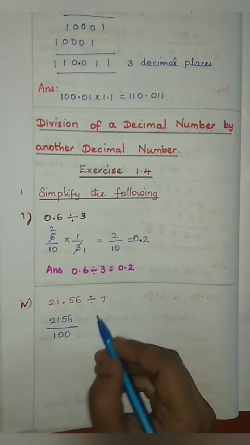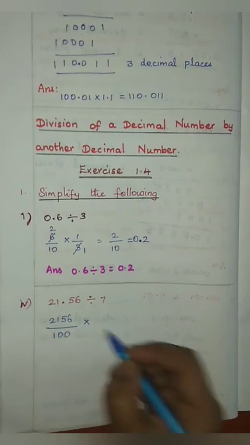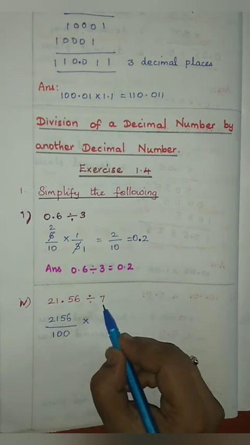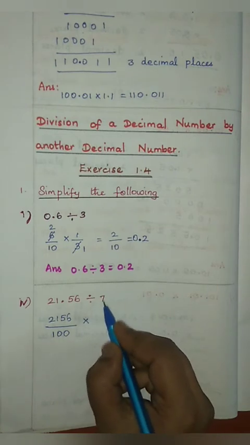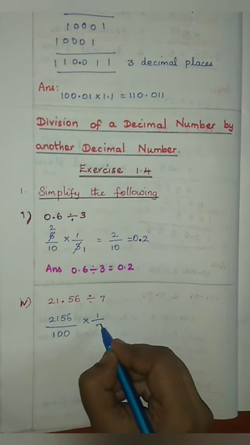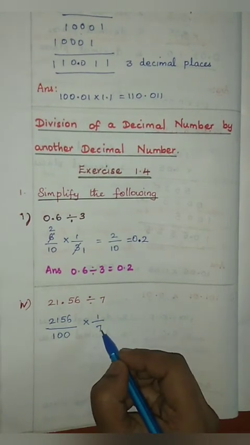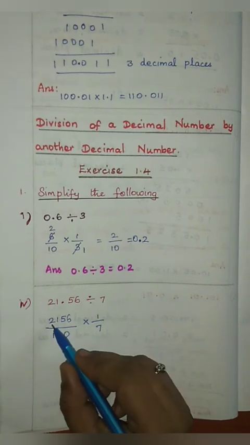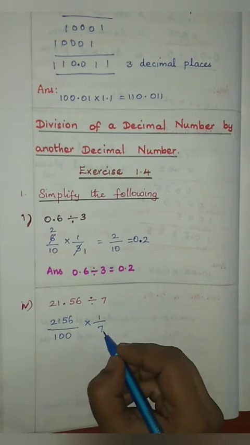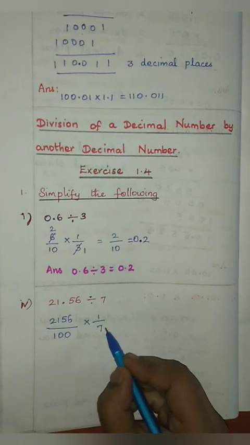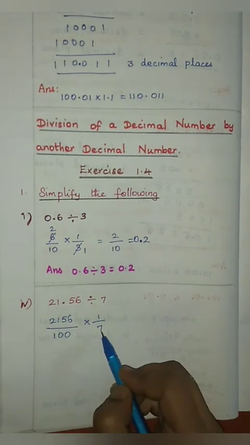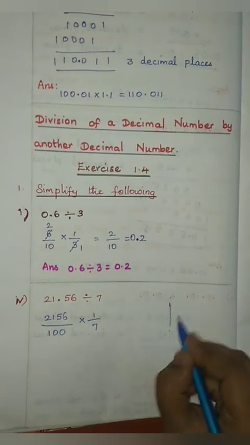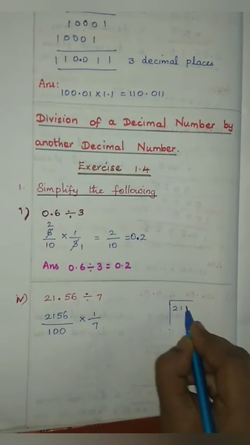Now change the sign, division into multiplication. So what change do we have to do here? In the second number, we have to write the reciprocal of 7. What's the reciprocal of 7? 1 by 7. Now using the 7 table, cancel 7 and 2156. If you find it difficult to cancel 2156 using the 7 table, you better divide and find the answer in the rough column.